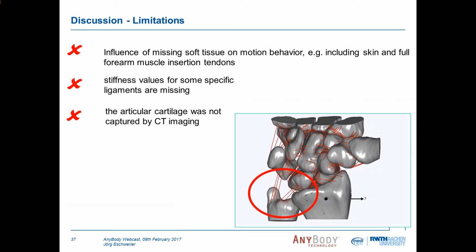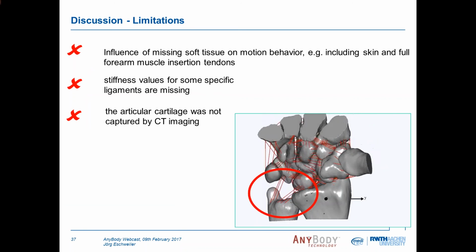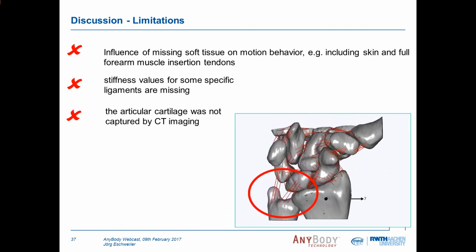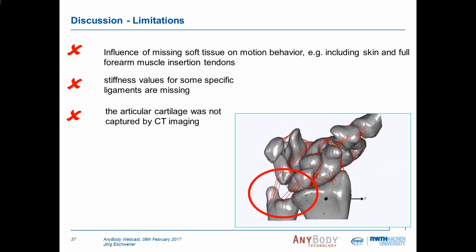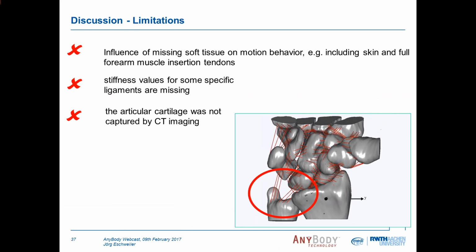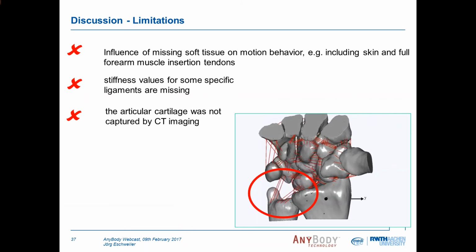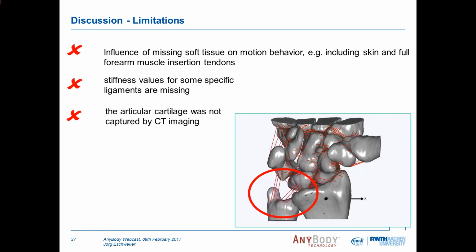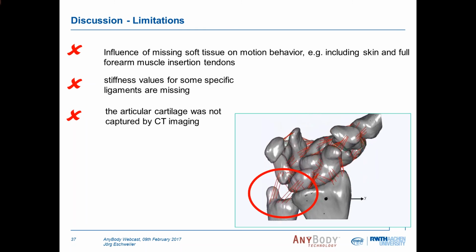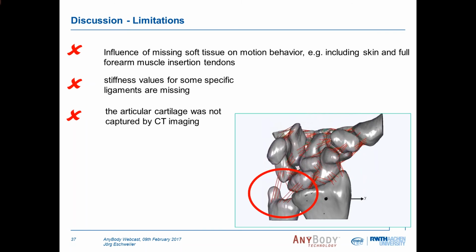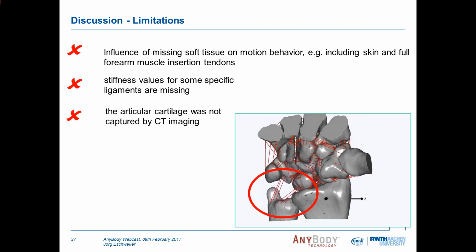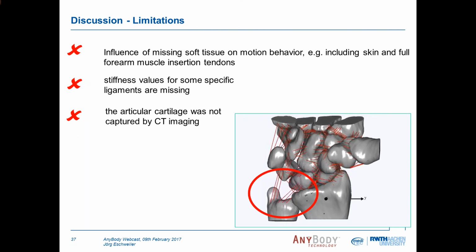Let me come to the limitations of our approach. Up to date it was not possible to consider and approximate all of the soft tissues of the natural human wrist, including skin and full forearm muscles, insertion tendons. The stiffness values of some specific ligaments have not been reported in the literature previously, so they were assigned as averages of similar ligament stiffness values.